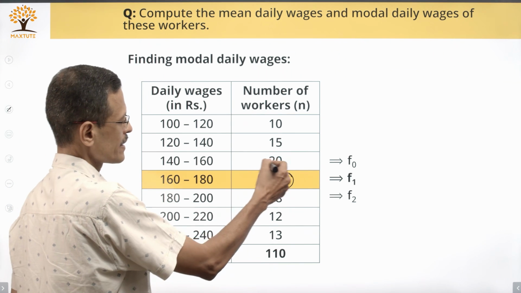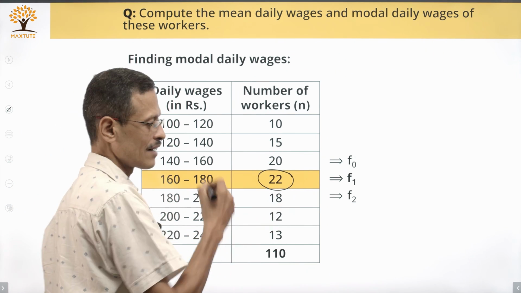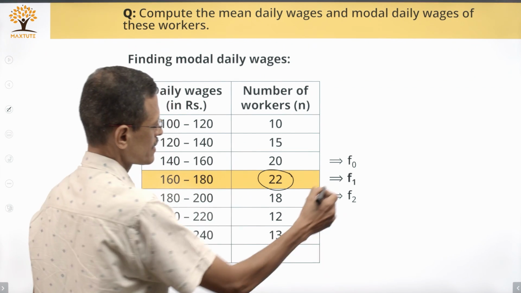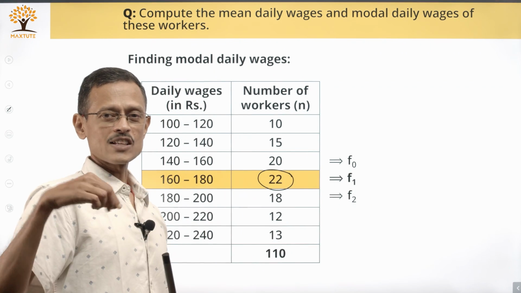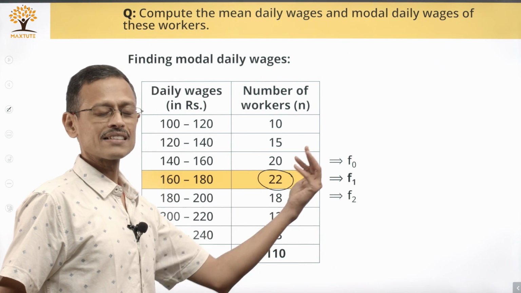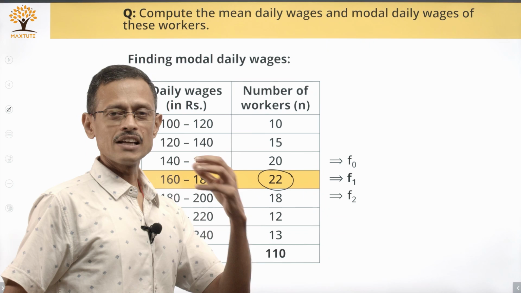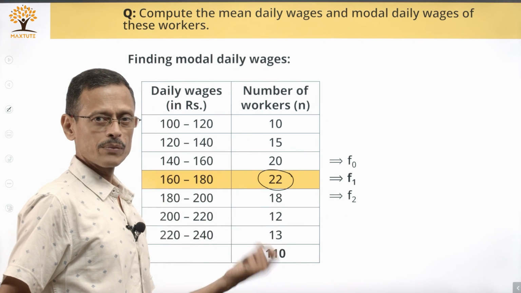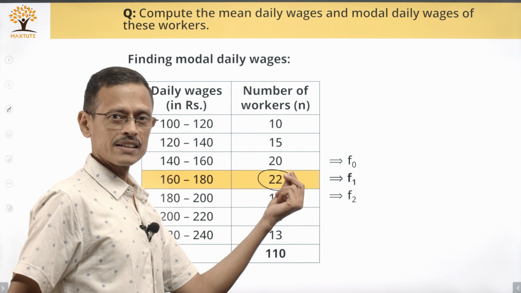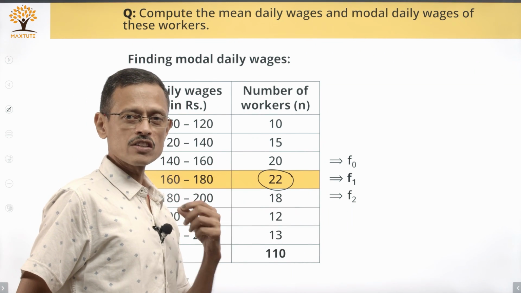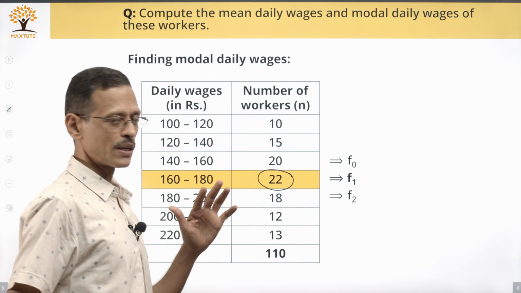The class before it is the class before the modal class, the one after that is the class after the modal class. We're going to assign variables for it. This is F1, the modal class. The class before it is called F0, and the one after that is called F2. The frequencies of these classes are called F1, F0 and F2. So the frequency of the modal class is 22. Frequency of the class before that, F0, is 20 for us, and in this particular set of data, the frequency of the class after the modal class, F2, is equal to 18.